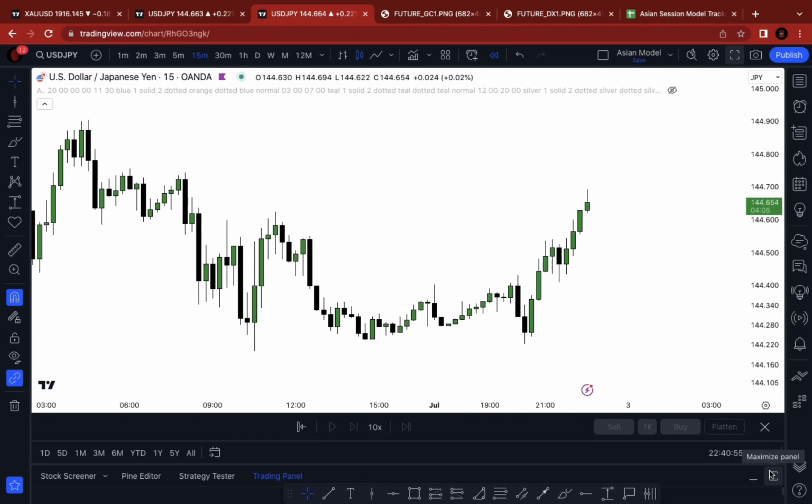Once again, UJ following through with my infamous model. I love this model. Whether you're a beginner or advanced at trading, I think this model is very simplistic for all skill levels during trading.